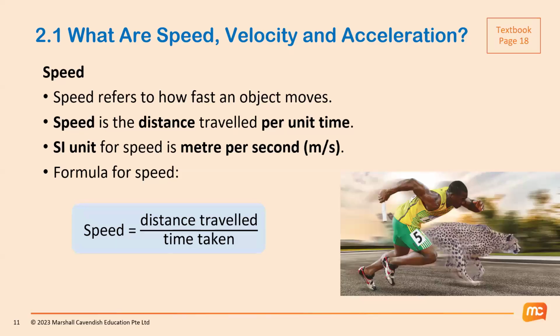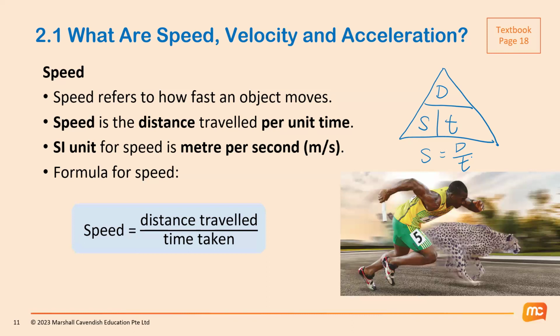Next, we move on to the next terms that we are going to use, which are speed and velocity. So what exactly is speed? Speed is a measure of how fast the object moves. There is a formula for it, if you can still recall from primary school, which is DST. So speed is actually distance over time.